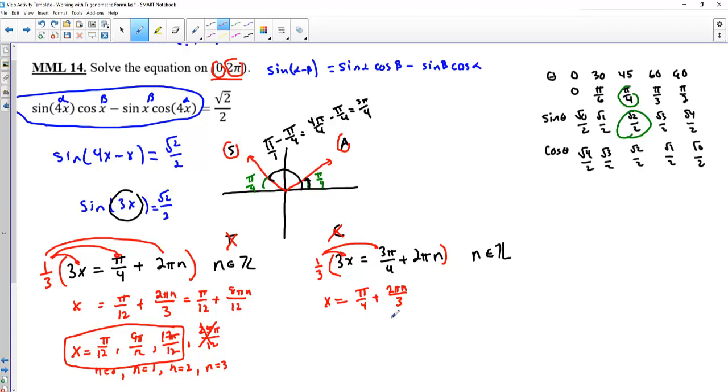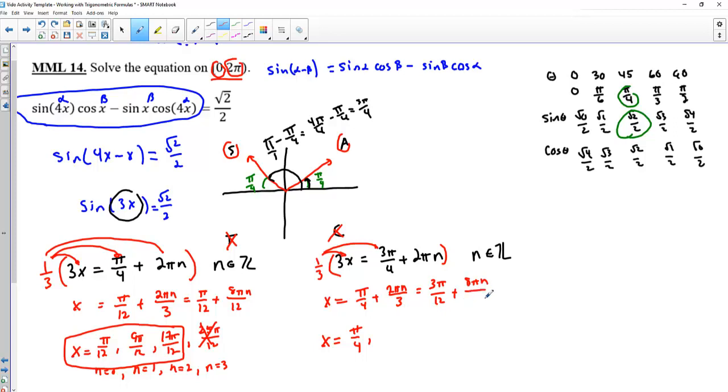And then the second 3 are going to come from this one. So x is going to equal, if n is 0, this term just goes away, so you just get pi over 4. But now we run into the same problem that we did last time. When n is equal to 1, we don't have a common denominator. So let's get a common denominator. We'll multiply this one top and bottom by 3. So 3 pi over 12. And then plus, multiply top and bottom by 4. So 8 pi n over 12.